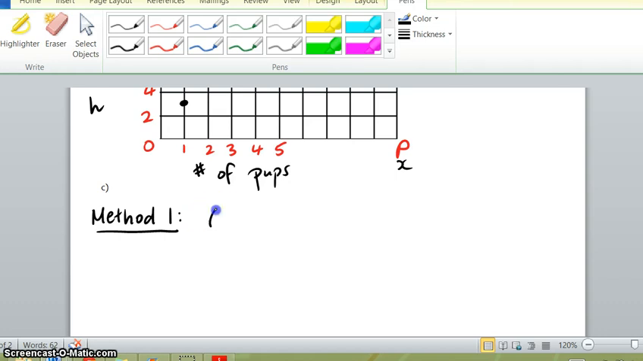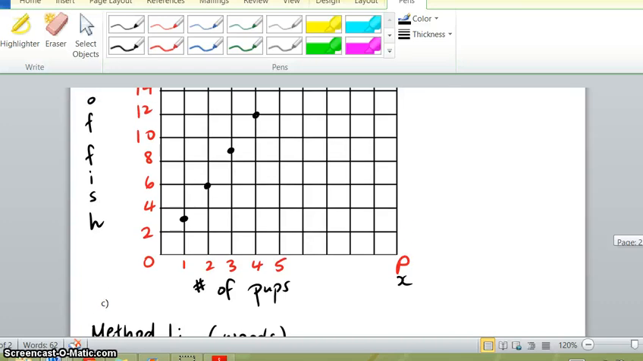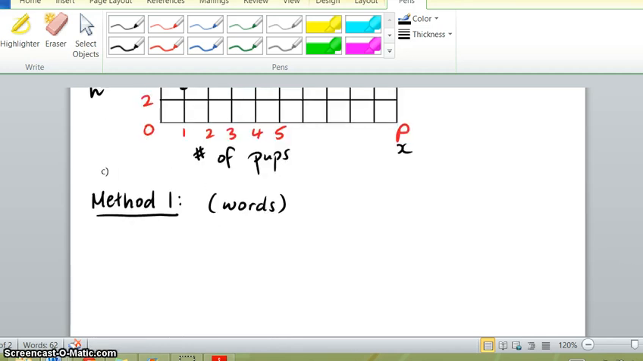So the first method we're going to describe using words. As we look and analyze our graph here, we can see that the points form a straight line starting at (1, 3). The F coordinate in this case is 3 times what the P coordinate is. If you look, for example, the first ordered pair is (1, 3), 3 being the F value or the y value is 3 times 1. So how do we jot this down in words?